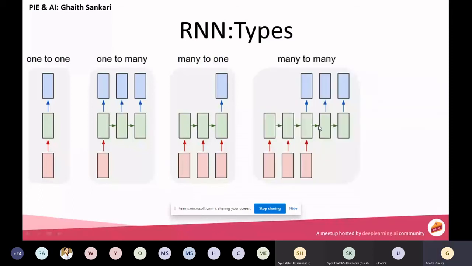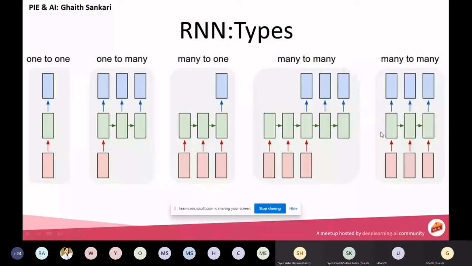Many-to-many comes with two models. The first is where the output count is the same as the input count, or the other one, where it will be different. For example, we have 3 or 4 inputs. We are storing all of them in the structure of the RNN, and after finishing that, we show another 4 or 6 outputs according to that. And this is exactly what I'm thinking right now.